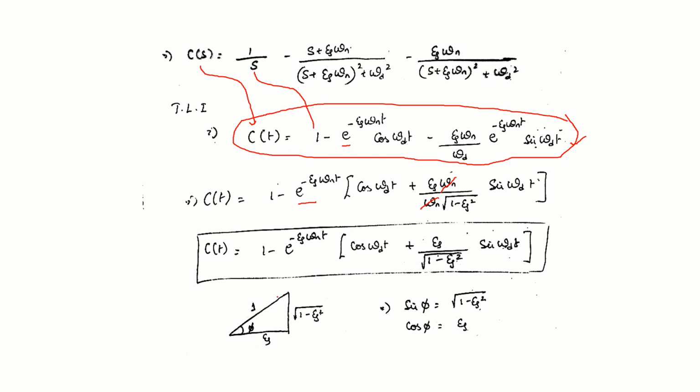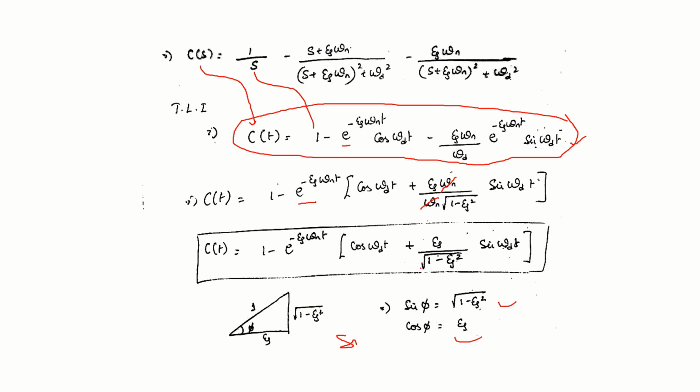Let me just create a triangle with the opposite side root of 1 minus zeta square and adjacent side zeta. This square plus this square must be equal to 1 now. So let me call this angle phi. I can write sin phi is opposite side by hypotenuse, this one. Cos phi is zeta by 1. I can write like this.